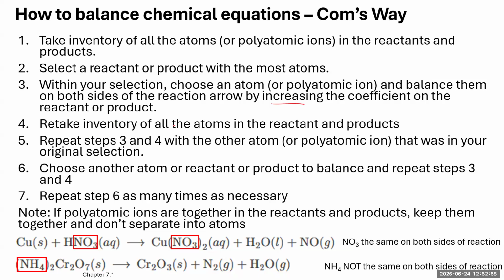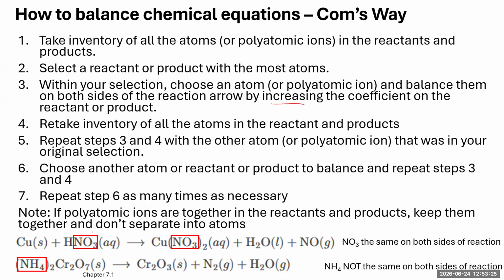Retake inventory of all the atoms in the reactants and products. Repeat steps 3 and 4 with the other atom that was in your original selection. Choose another atom or reactant or product to balance and repeat steps 3 and 4. Repeat step 6 as many times as necessary. Note, if polyatomic ions are together in the reactants and products, keep them together and do not separate those into atoms.